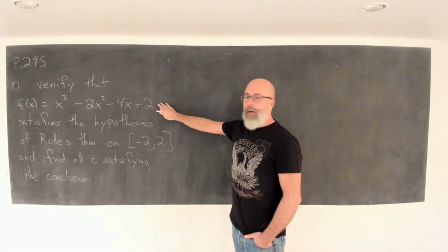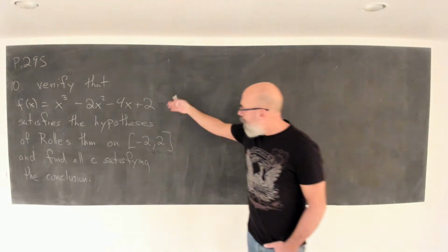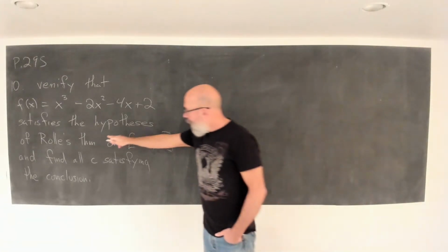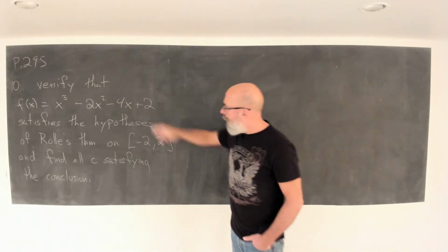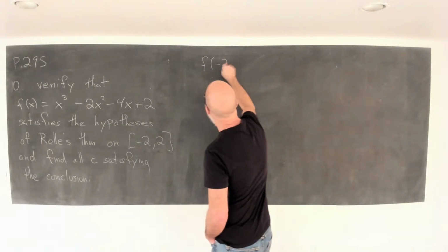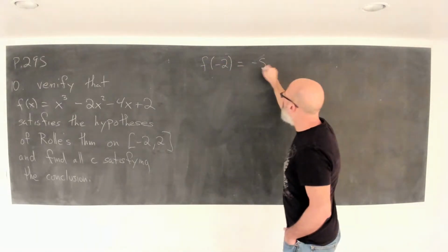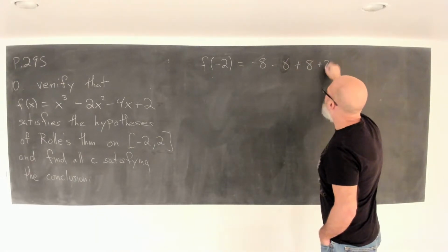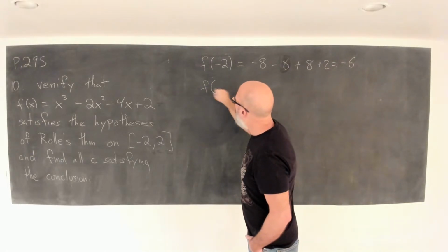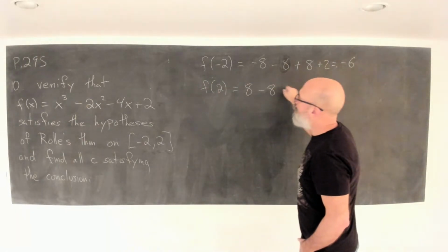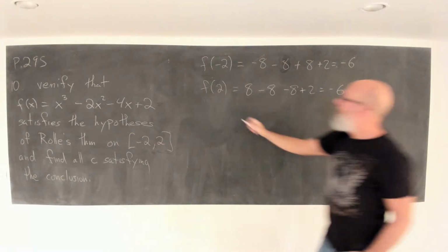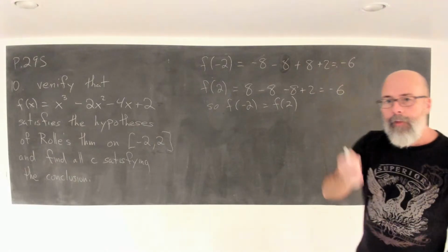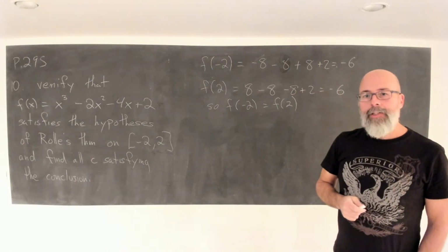But this polynomial, very well behaved, continuous, differentiable everywhere, so certainly continuous on the closed and bounded interval and differentiable on the open interval. Last hypothesis of Rolle's theorem is that the function should be equal at the endpoints. So let's figure out f of -2. That's going to be -8 minus 8 plus 8 plus 2, so that is -6. And f of 2 is 8 minus 8 minus 8 plus 2, which is again -6. So f of -2 is equal to f of 2. They are both -6.